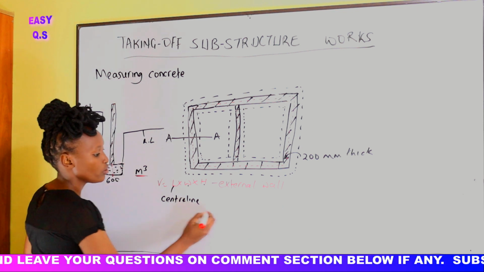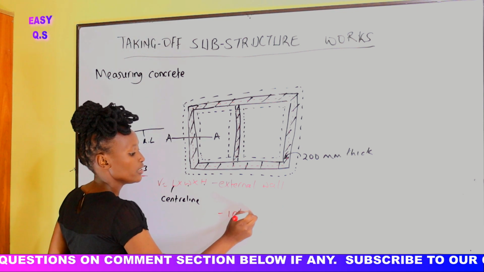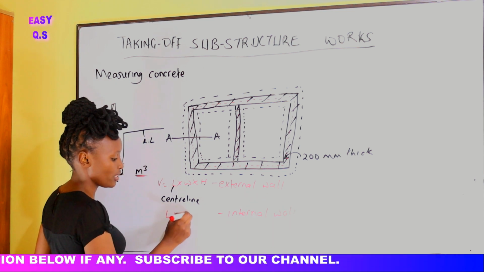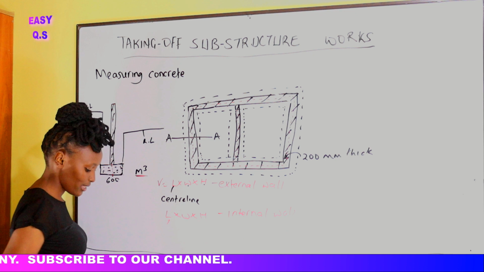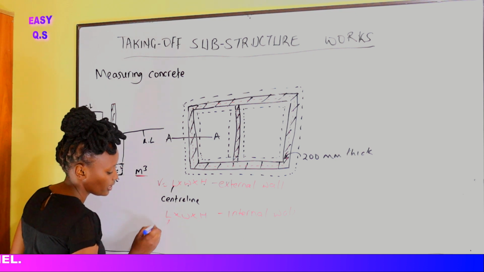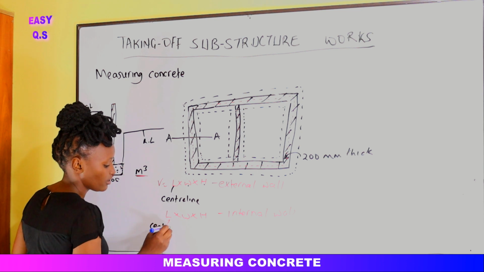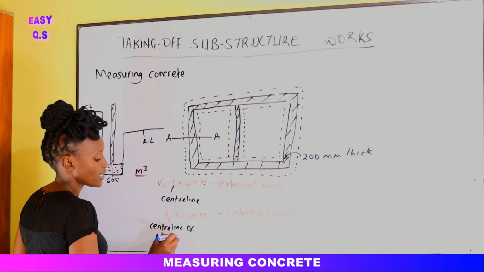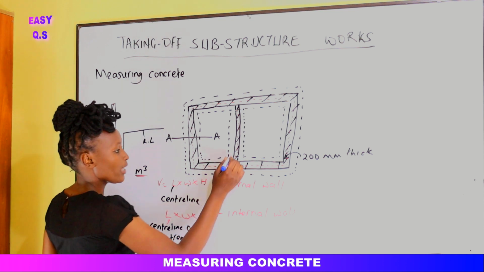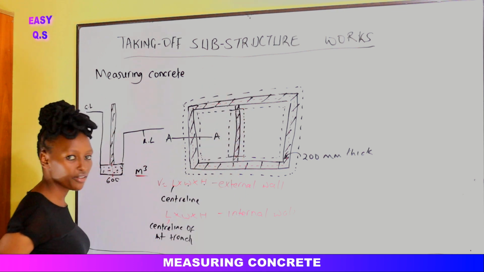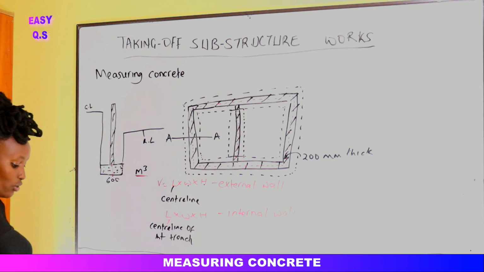Now for the internal wall, it shall be also length times width times height. This length is the center line of the internal trench. Center line of internal trench, not internal wall, because it's from here up to here, not from here to here. Alright, so that one I hope is well understood.